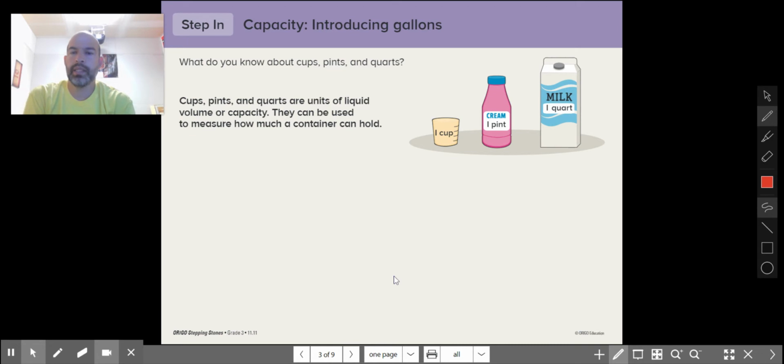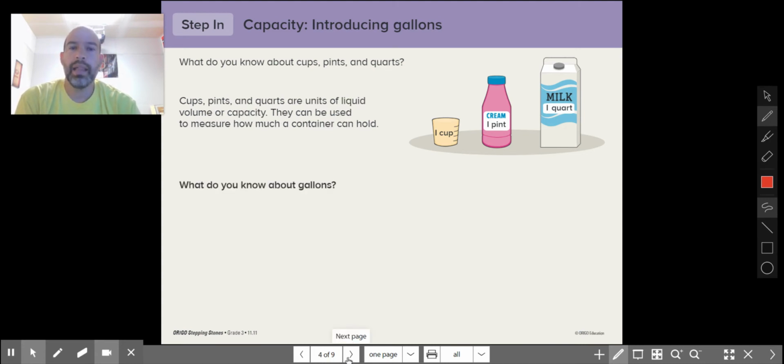So cups, pints, and quarts are units of liquid volume or capacity. They can be used to measure how much a container can hold. You probably helped your mom, grandma, dad, uncle, aunt, someone in the kitchen before, and you've used some of these for measuring out ingredients. Maybe you're making cookies or baking a cake.